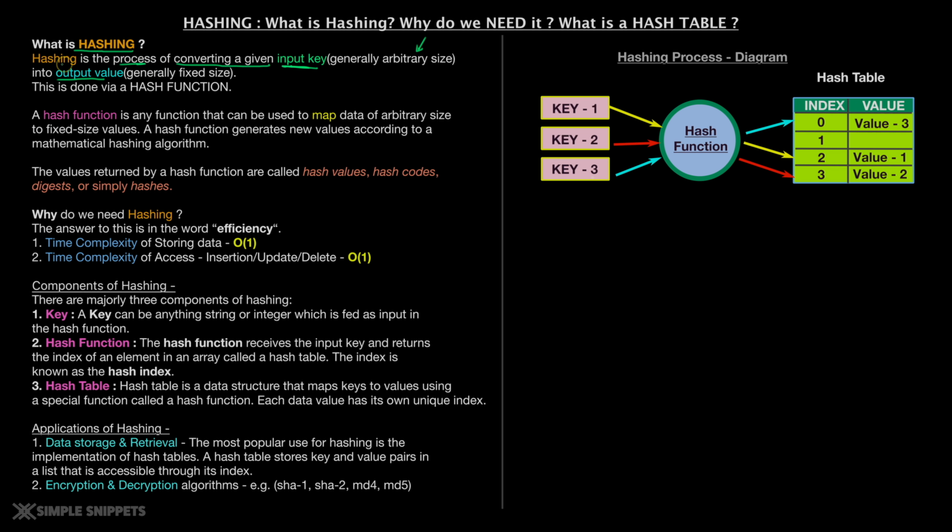Once again, I'll just simply read it out. Hashing is the process of converting a given input key, which is generally arbitrary in size or random in size, basically not fixed, into an output value which is generally a fixed size. Okay, so how is this done? This is done via a hash function. Okay, plain and simple, very simple to understand this one line.